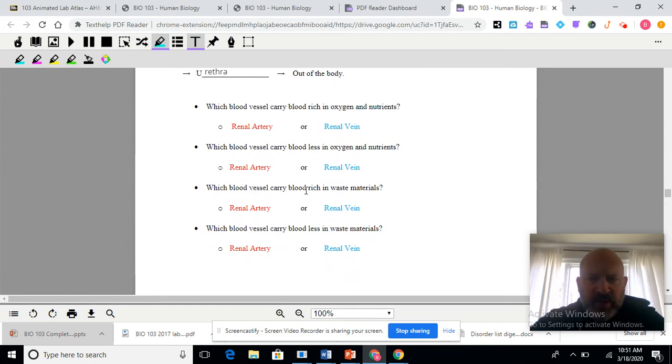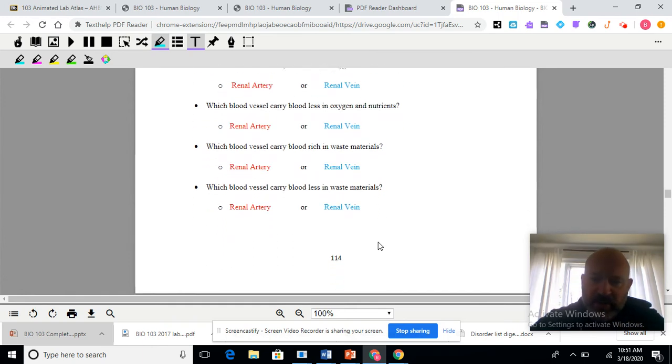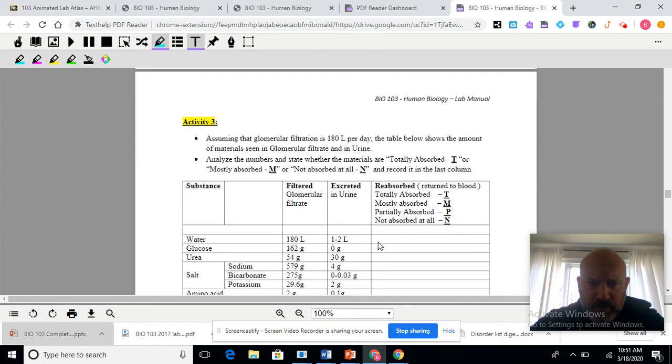Which blood vessels carry blood rich in waste? Well, the renal artery has a lot of waste. That's why it's going into the kidney. And the blood that has less waste would be the renal vein, because it's already filtered as it leaves the kidney. All right, so moving on.